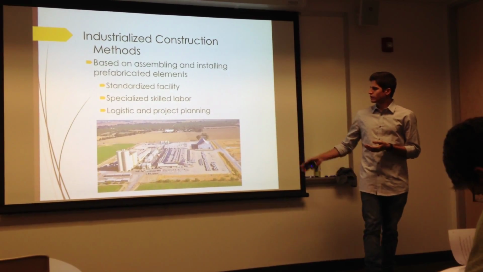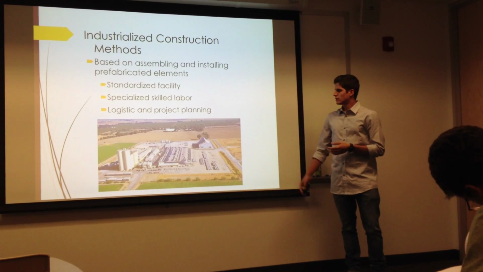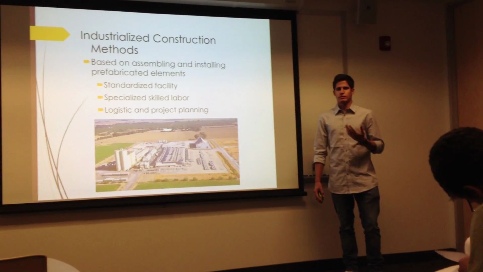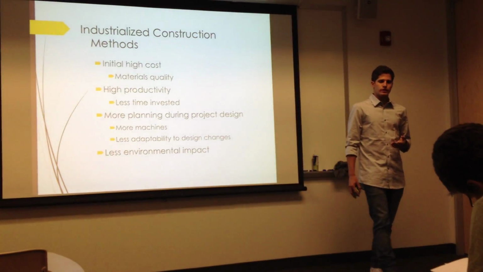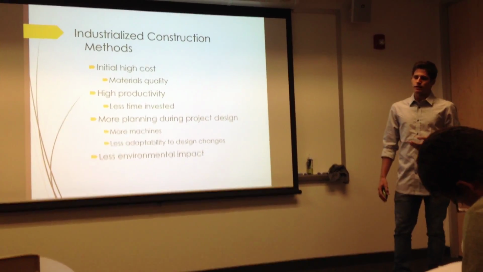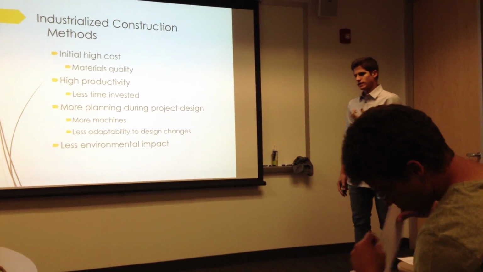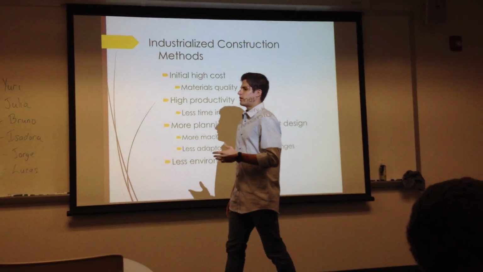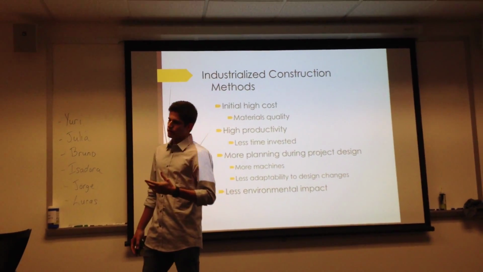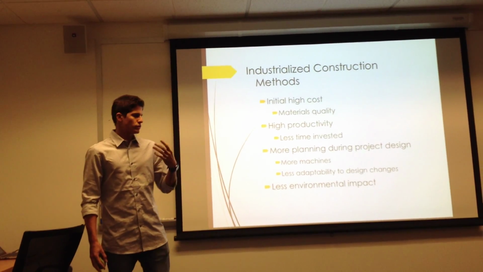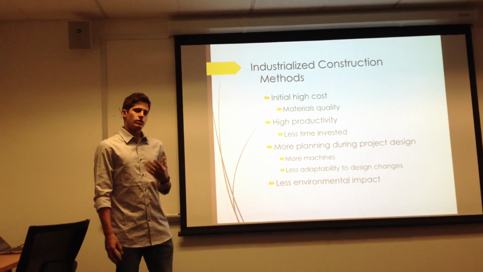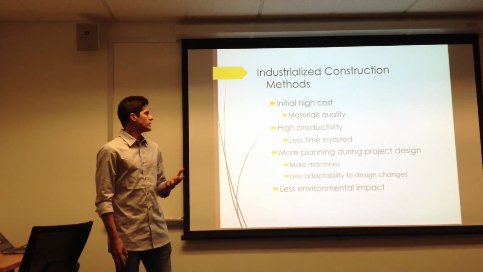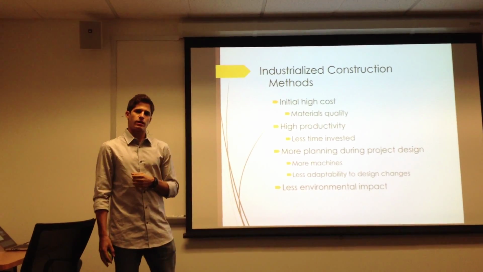This is a picture showing precast concrete industry here in Colorado. This method has some characteristics also, such as initial high cost, because the elements are made in an industrialized facility, they have a very specific quality controlling process which increases the materials quality, and so the materials are more expensive. This is why we have high initial cost for this method.